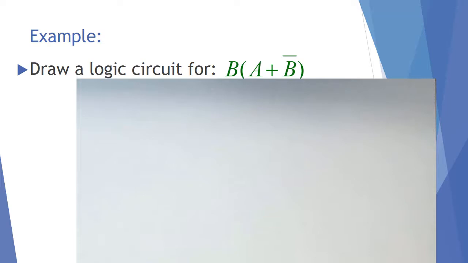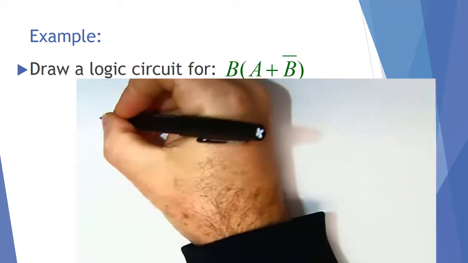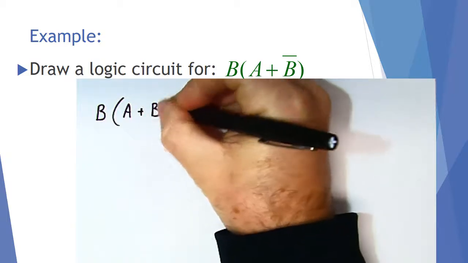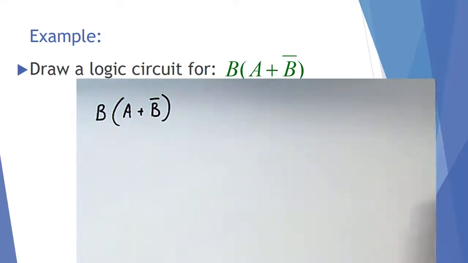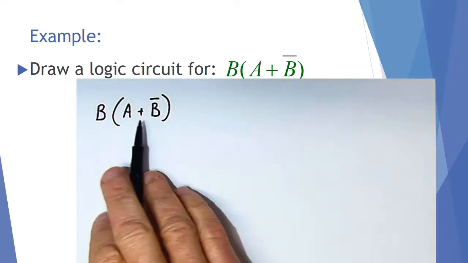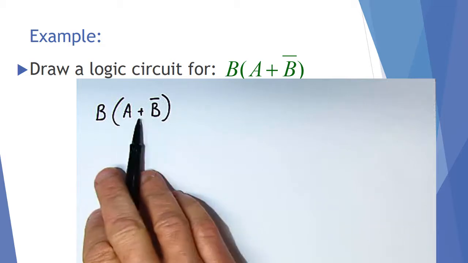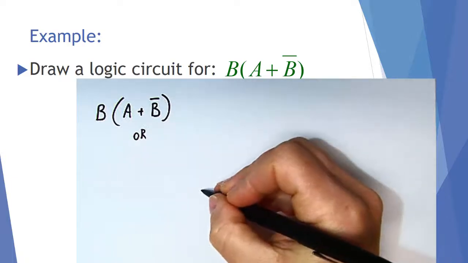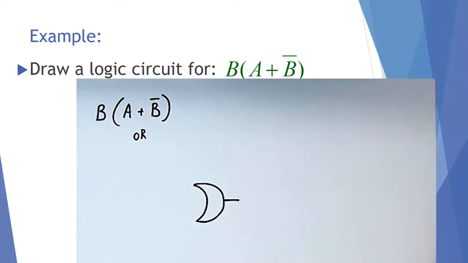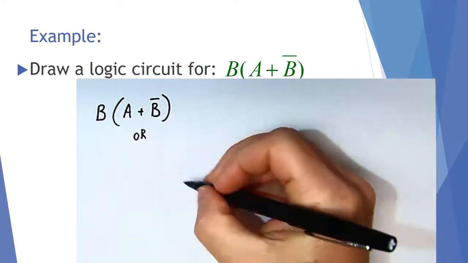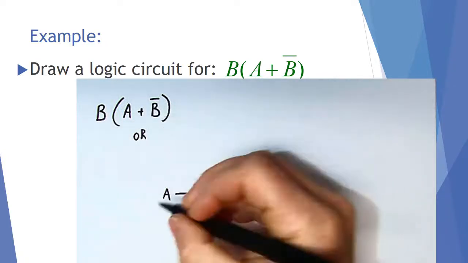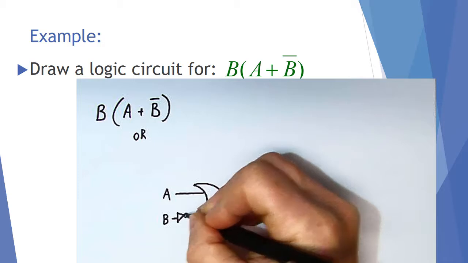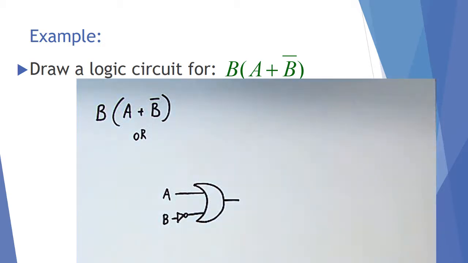Let's do another one. Let's draw a logic circuit for the Boolean expression shown, B times (A plus the negation of B). Well, here again, we're going to start with our parentheses work. And parentheses say that we need to start with Boolean addition, that is to say, an OR gate. So let's start right there by drawing our OR gate. Now the inputs of our OR gate are A and the negation of B. So if B is going to be one of our inputs, we have to run that through an inverter before it goes into our OR gate.